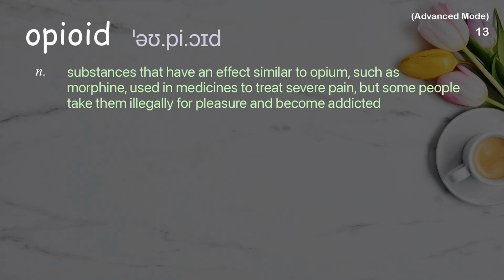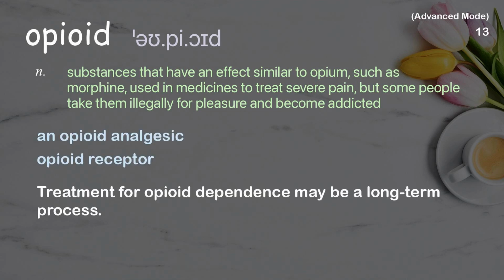Opioid. Substances that have an effect similar to opium, such as morphine, used in medicines to treat severe pain, but some people take them illegally for pleasure and become addicted. Examples. An opioid analgesic. Opioid receptor. Treatment for opioid dependence may be a long-term process.